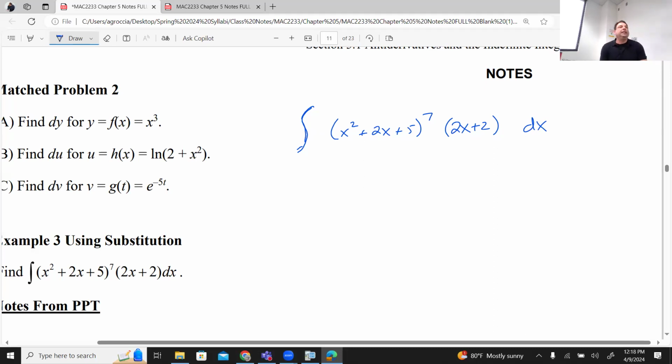First of all, and I hate to use the word easy and hard, but is this an easier one or a harder one? Harder one. I got two things being multiplied. I got stuff raised to the 7. It's not add 1 and divide by it. It's a harder one. So if it's a harder one, we're going to have to pick u.